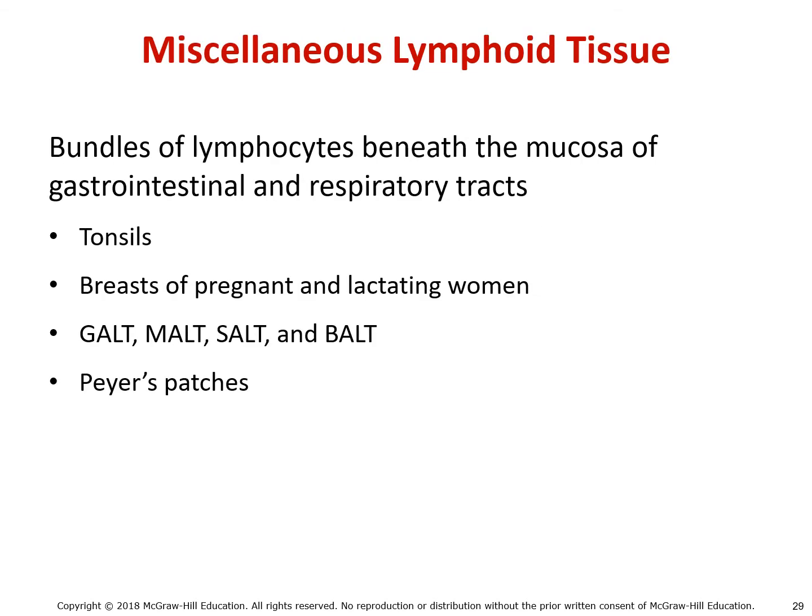And then we do have, again, those miscellaneous lymphoid tissues, things like the tonsils. The breasts of a pregnant woman become, again, a very big focus point for white blood cells, especially during lactation, as we don't want to pass specifically bad bacteria to the offspring. We also see GALT, MALT, BALT, and SALT, again, all these associated lymphoid tissues, and even Peyer's patches that help in establishing protection in places where we might need more protection.